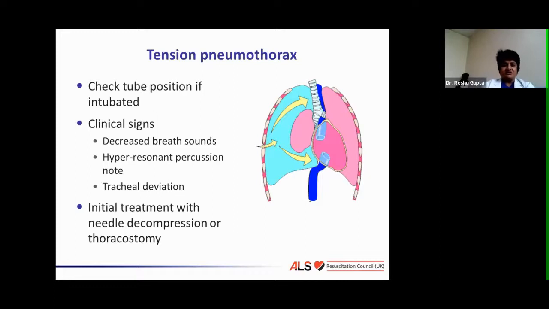Now we see the 5 T's. Tension pneumothorax. We have to have a suspicion if the patient was undergoing any procedure like a central line or any other procedure of the chest, which are risk factors for pneumothorax. So we have to have a strong clinical suspicion that the patient might have a tension pneumothorax and this might be the cause of the cardiac arrest. For this, the immediate treatment is needle decompression or thoracostomy.